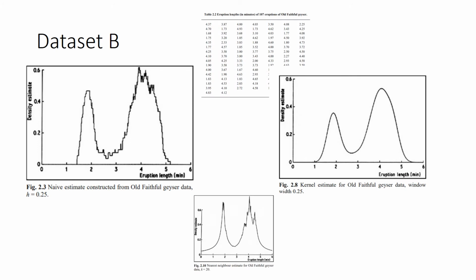On the dataset B, we have a table that I have almost hidden in the top part, which is not really interesting. Here are a few representations. On the left, we can see a naive estimate. So it's just a histogram with a really low valued h. On the right, we have a kernel estimate, so Gaussian. And on the bottom, another method that I will not talk about, the nearest neighbor estimate.